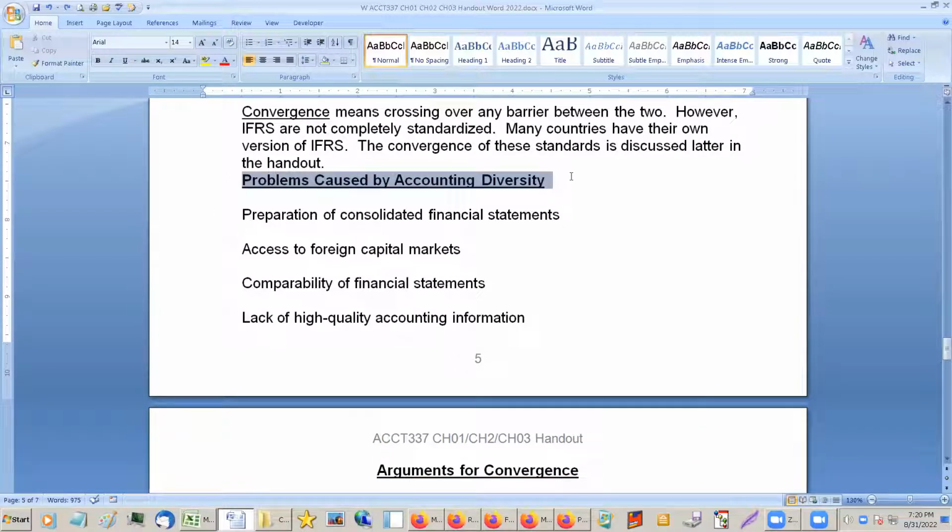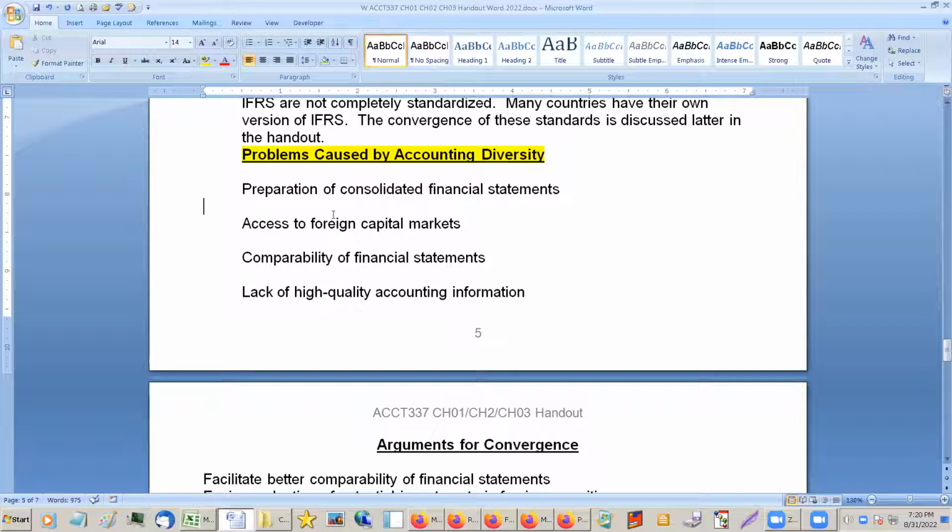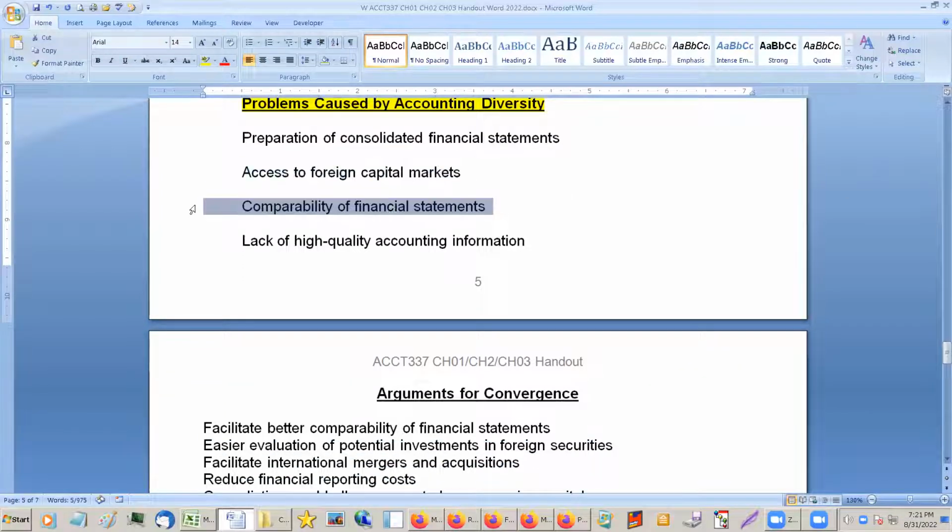Okay, problems caused by accounting diversity. Now, this is not diversity as we know it. This is not people diversity. This means that they all have a diverse set of accounting rules. So what are the problems if they all have different accounting rules, and obviously the financial statements look different? You can't get into foreign markets. You can't compare it to other countries. So if you have a company that makes woodworking equipment in Bulgaria, you can't compare it to one that makes woodworking equipment in Germany.